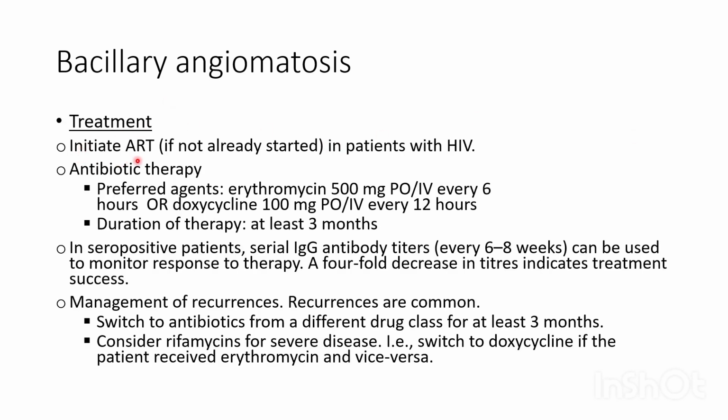Treatment: Initiate antiretroviral therapy if not already started in patients with HIV. Antibiotic therapy. Preferred agents: erythromycin and doxycycline. Erythromycin 500 mg per oral or IV every 6 hours. Doxycycline 100 mg per oral or IV every 12 hours. Duration of therapy at least 3 months.